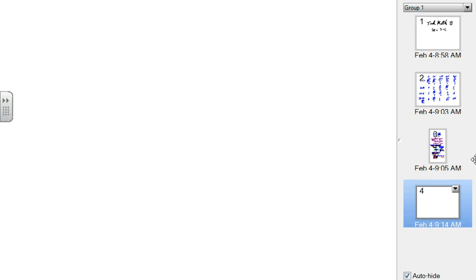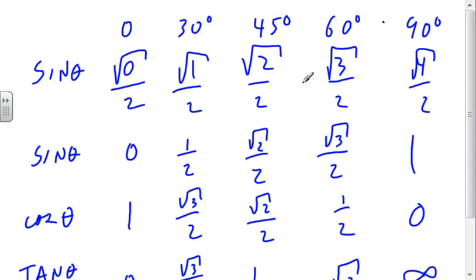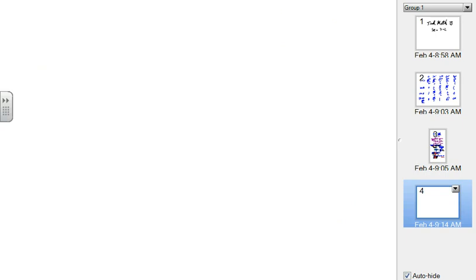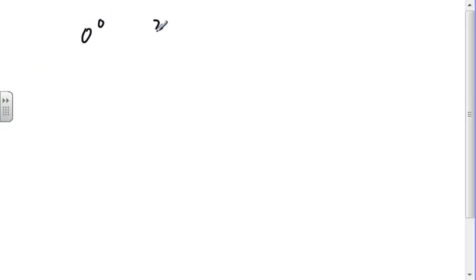Before Nate walked in, I think we did this. This is a memory aid to come up with sines and cosines. Because it's such a wonderful thing, we'll do it again. So I've got 0 degrees, 30 degrees, 45 degrees, 60 degrees, 90 degrees. And I'm looking at the sine of something.